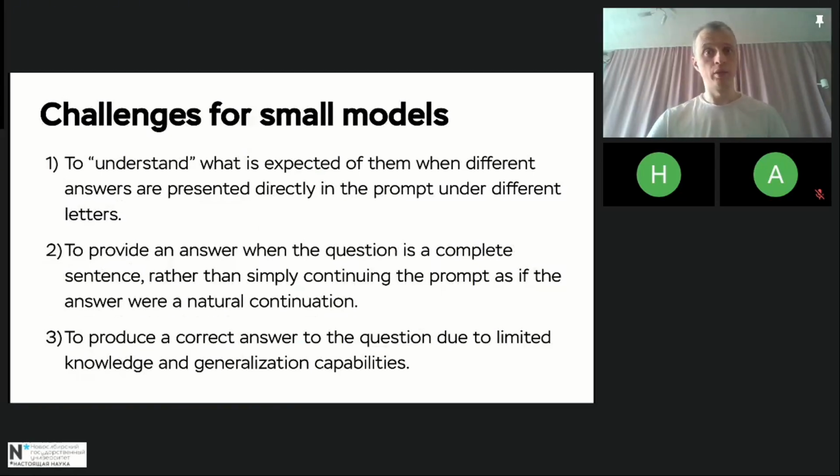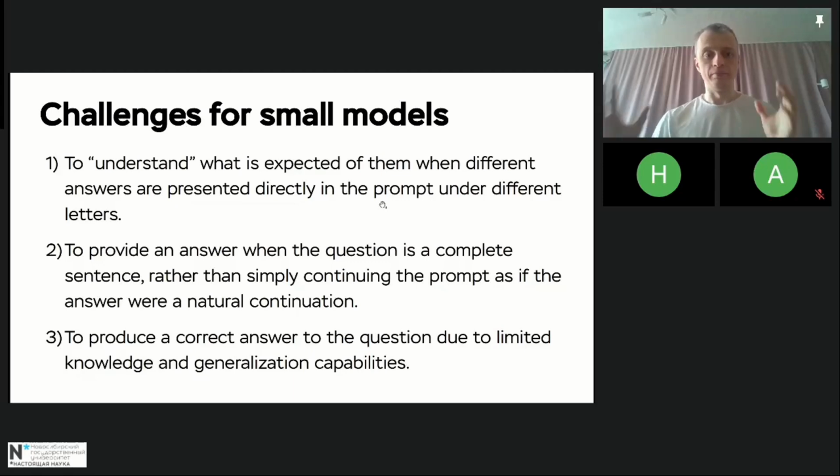Small language models face several challenges that limit their effectiveness in evaluation tasks. First, understanding task format. Small models often struggle to interpret what is expected of them when multiple answer options are included or presented directly in the prompt. For example, in multiple choice format with lettered options, such as A, B, C, and so on. This format, commonly used in benchmarks, can be difficult for small models to process correctly.